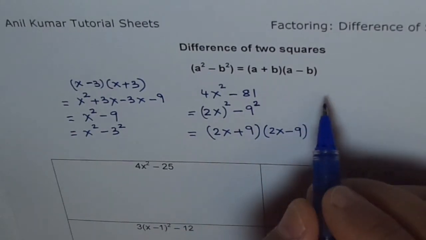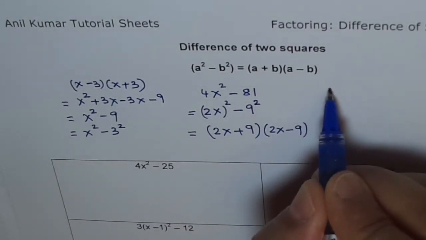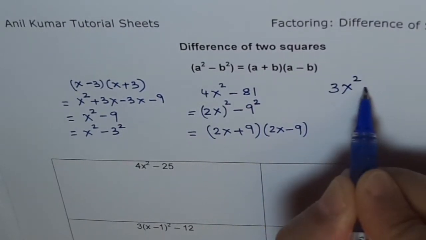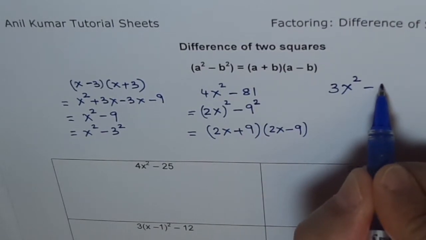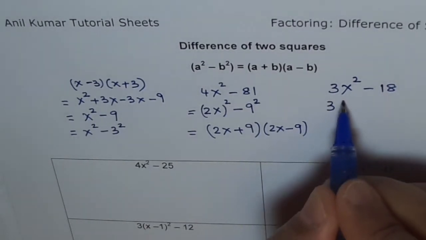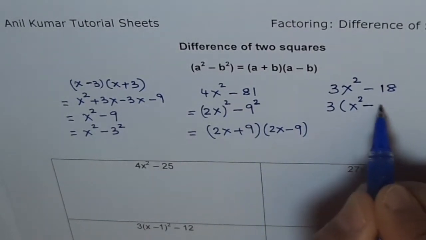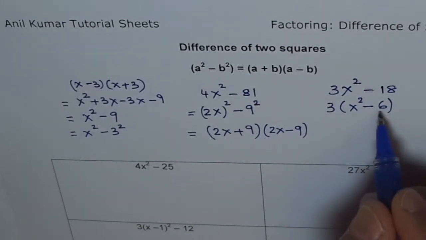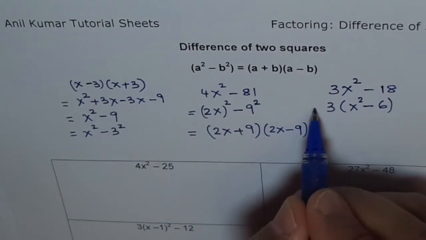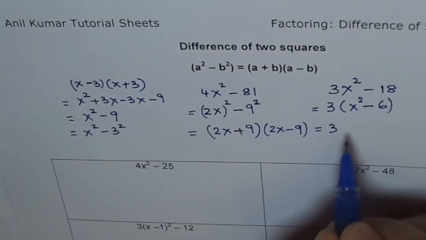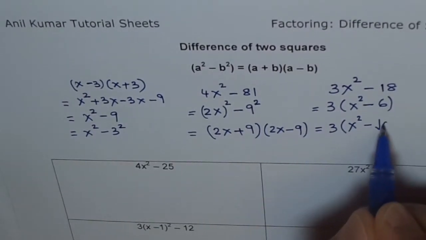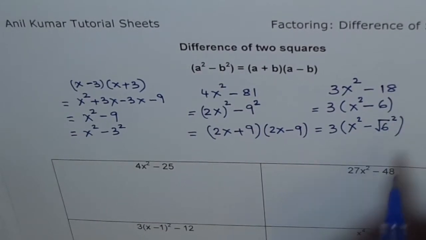At times you may have something like this. Now let me give you a complicated one. This is 3x square minus, let's say, the number 18. Now you can take 3 common. Let's do that first. So you get 3 times x square minus 6. But see, 6 is not a perfect square, correct? Well, what you can do in such cases is that you can write 6 as the square of square root 6. x square minus square root 6 square, correct?